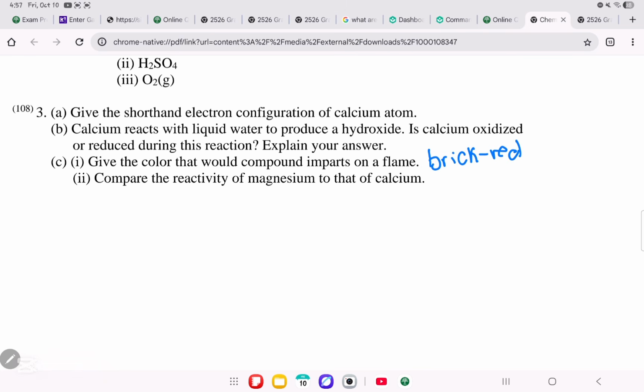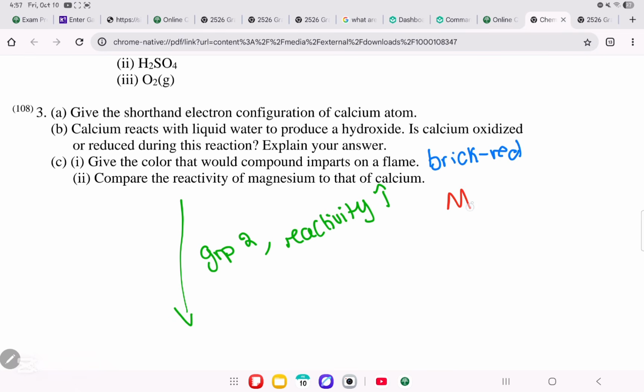Okay. Compare the reactivity of magnesium to that of calcium. We should know that as we go down group 2, reactivity increases. So you can say it like that: as we go down group 2, reactivity increases.